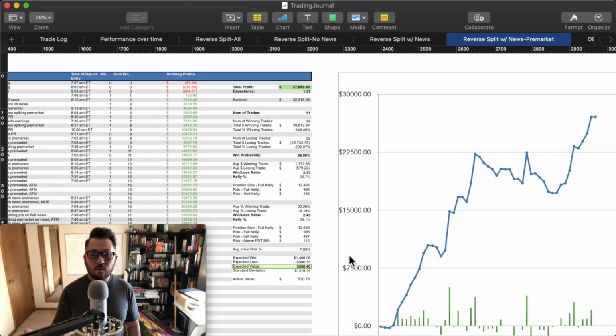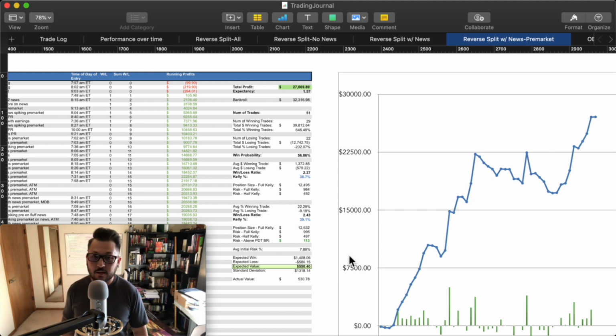And this is how I find an edge. I just showed you going from being break even after a year to narrowing it down to just this set of trades, and I'm up $27,000. This is the kind of data that can give me the confidence to stick to a specific setup. I'm going to stick to just these reverse split plays with news during pre-market. And then I'm going to throw out all the ones without news because the data says that I have no edge there.